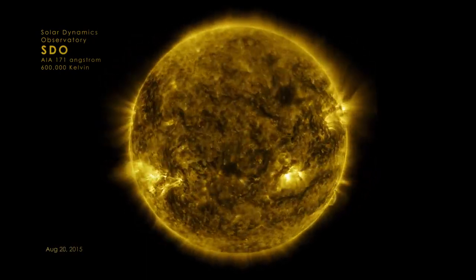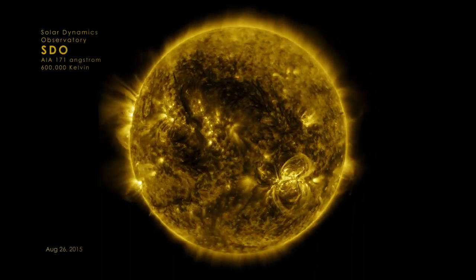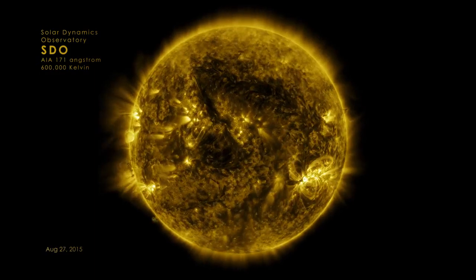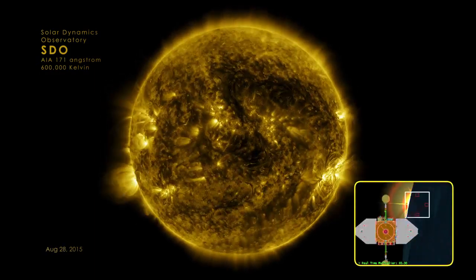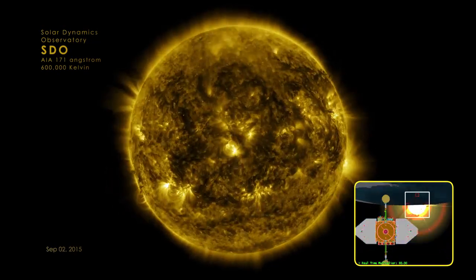When we see the frames go dark, that's eclipse season, so that's when the Solar Dynamics Observatory, which is orbiting the Earth, goes behind the Earth, and the Earth is between the Solar Dynamics Observatory and the sun, and so the Earth eclipses the images.